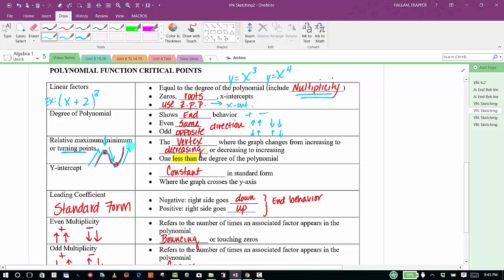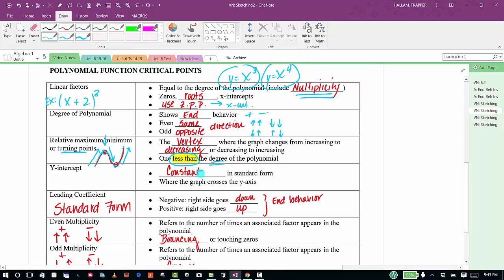So you can have multiple turning points. Actually, you're going to have one less turning point than the degree of the polynomial. Where the linear factors were equal to the degree, this one's going to be one less. So for a cubic function like this, the number of possible turning points would be 2. For a fourth power polynomial like this, the maximum number of turning points, or relative maxes or mins, is going to be 3, one less.